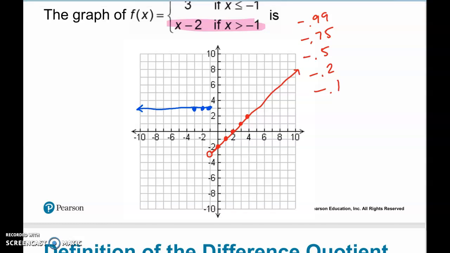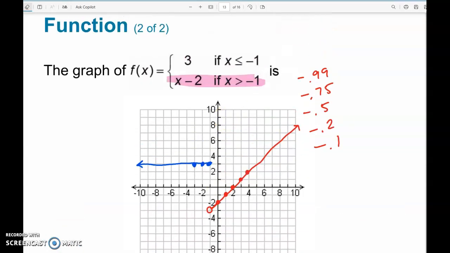So you've got this piece and then it jumps to this piece. So -1 will be on this blue line and -0.99999 will be on the red line. And so this is an example of when you graph a piecewise function.